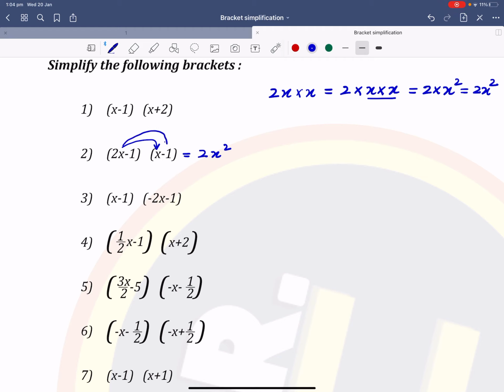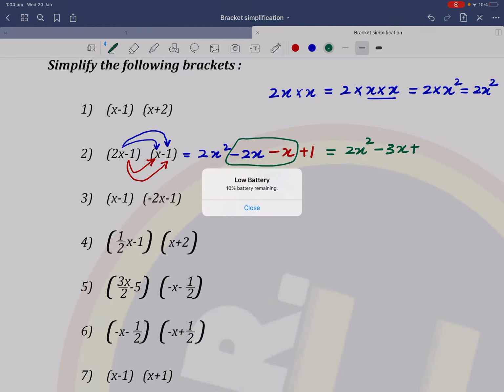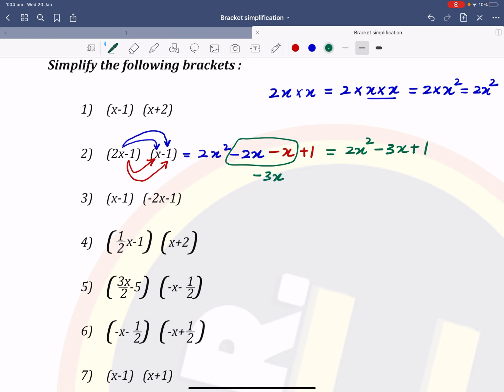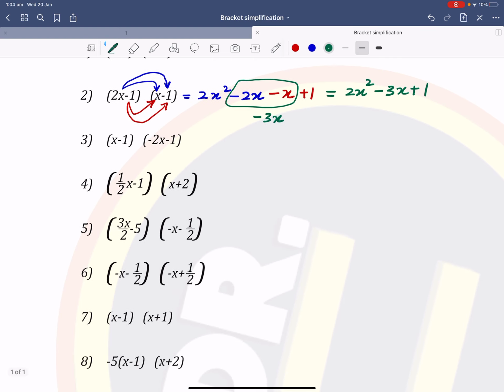Now 2x is multiplied with minus 1, so that's going to be minus 2x. Then minus 1 with plus x is going to be minus x. Then minus 1 with minus 1 is going to be plus 1. Now again you have this situation. Minus 2x minus x is going to be minus 3x. So 2x squared minus 3x plus 1 will be the answer to that question.